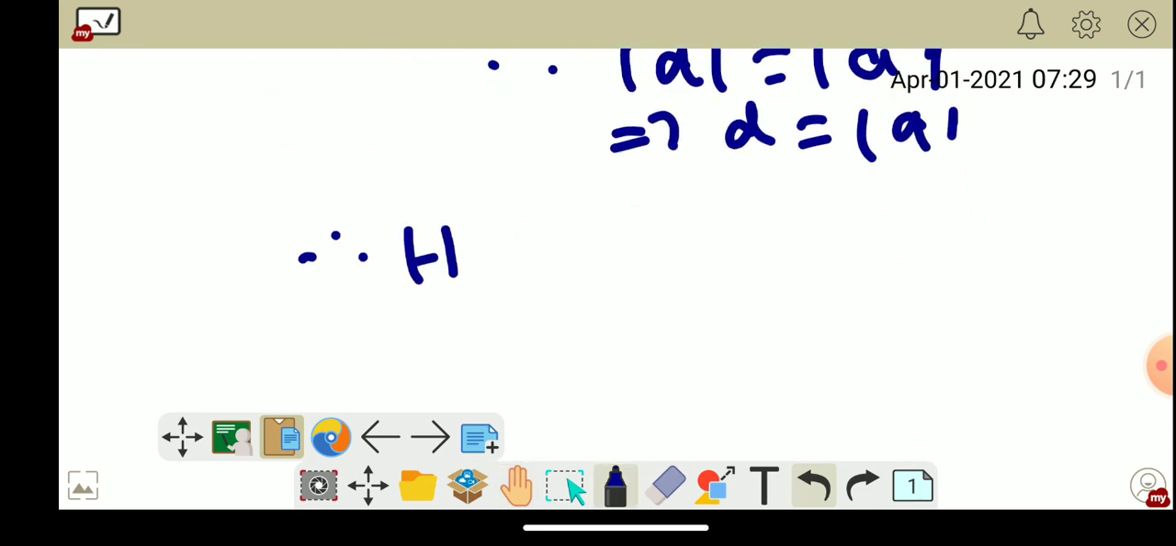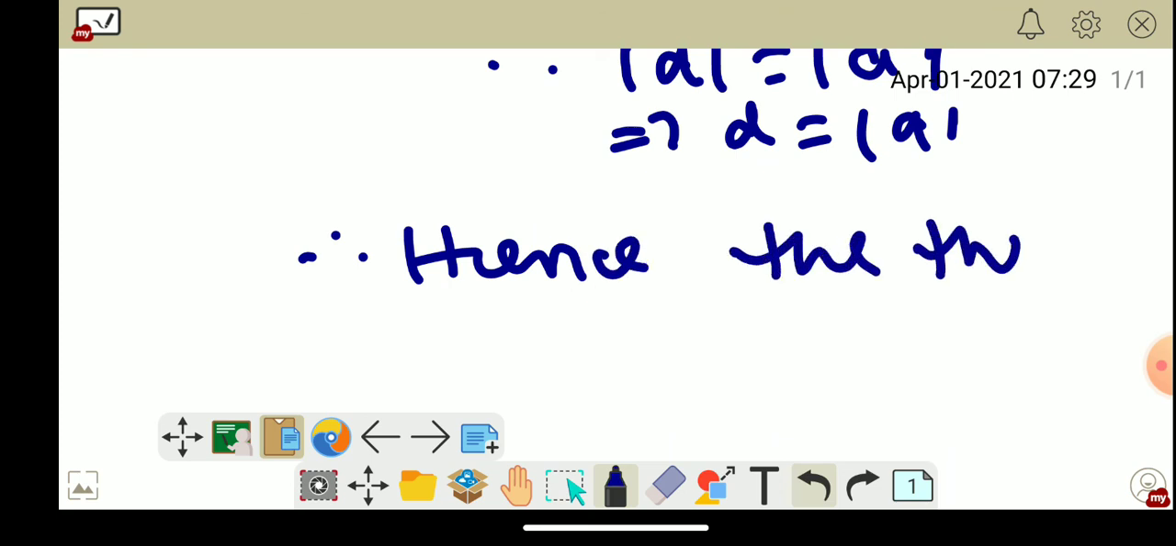Therefore this ends the theorem, right? These are the properties of the common divisors of GCD, the properties of the greatest common divisors.